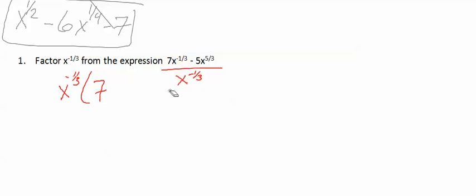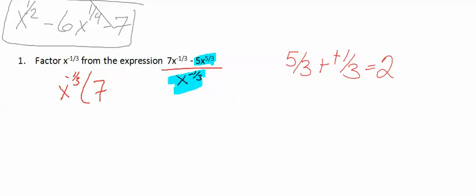Now, if I do that to the second one, I'm dividing again, but they don't cancel out, so you have to think of what it means. It means that we're subtracting the exponents. 5/3 minus a -1/3 becomes a double negative, so that's going to become 6/3, or just 2. So we're going to get minus 5x squared if we factor out that x to the -1/3.